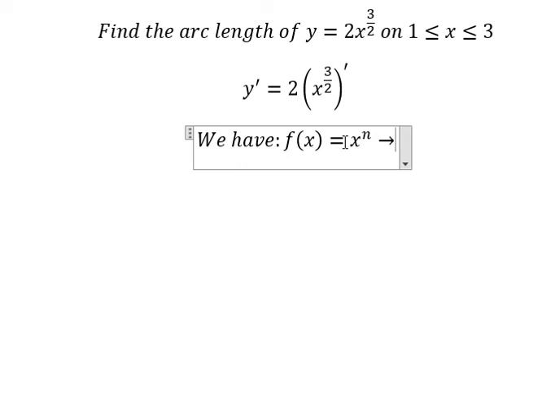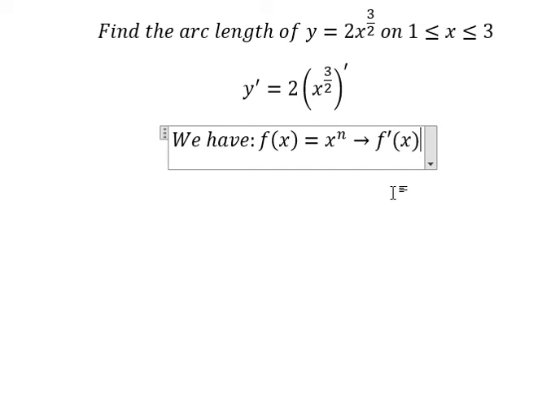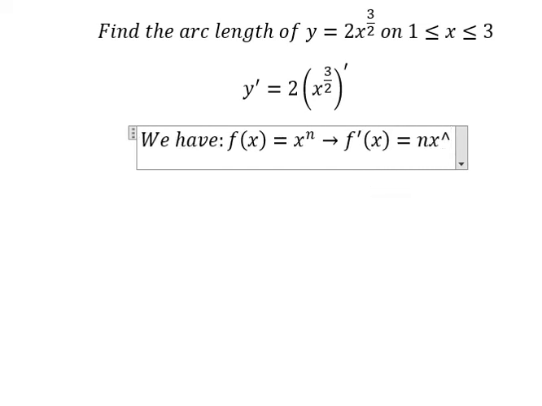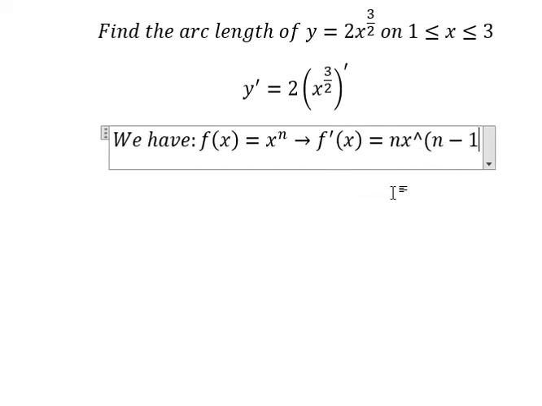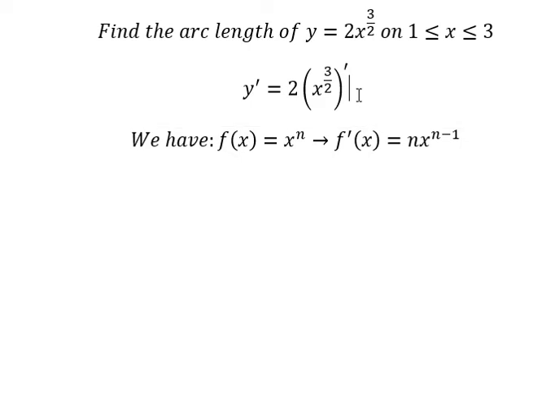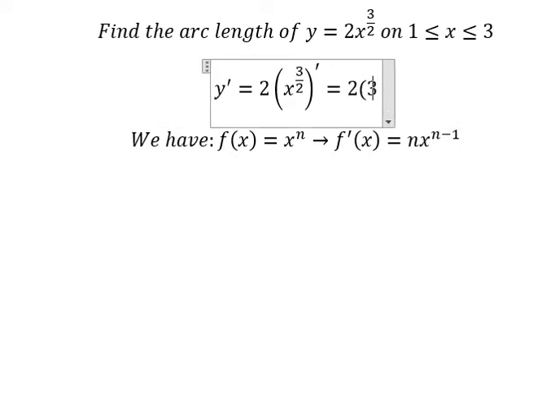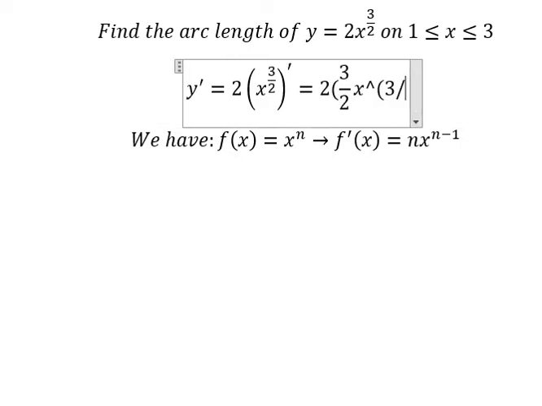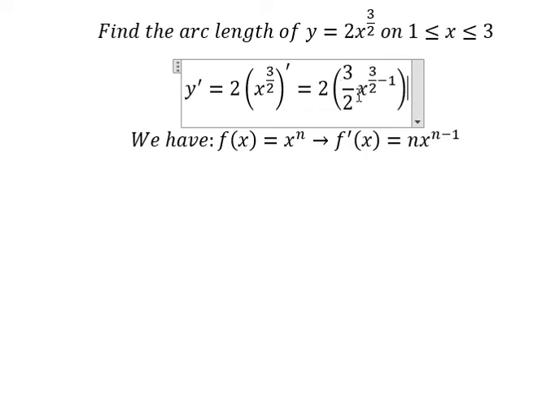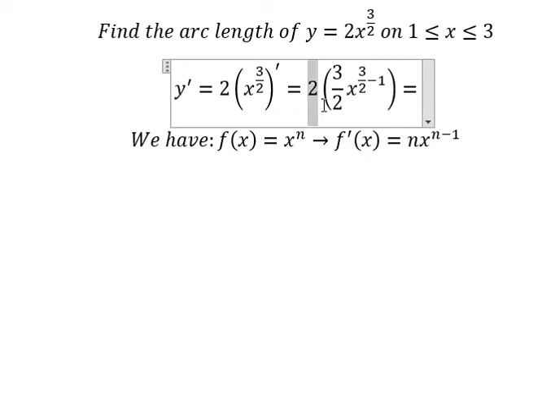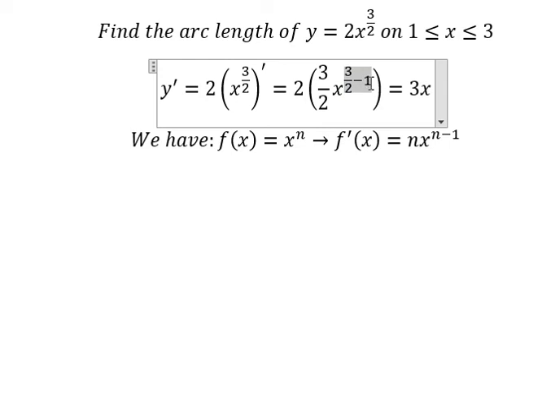So if we do first the derivative of x to the power of n, we have n x to the power of n minus 1. Now we apply the formula in here. So number 2 and number 2 we cancel. This one we have 1 over 2.